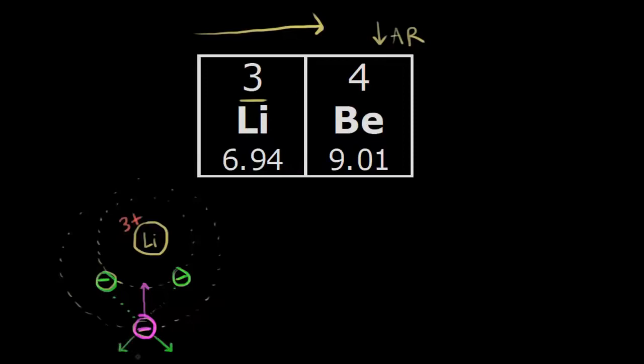And then we call this shielding, because the inner shell electrons are shielding that magenta electron from the pull of the nucleus. So this is called electron shielding or electron screening. Now that's going to be an important concept.